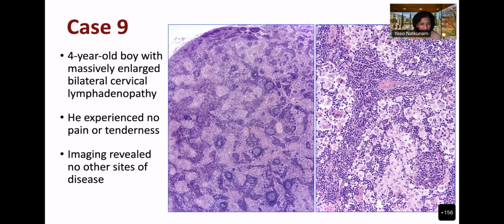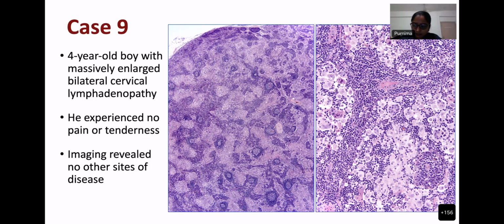All right. Somebody already raised this differential. This is a 4-year-old boy with massively enlarged bilateral cervical lymphadenopathy, no pain or tenderness, and no other sites of disease. So just massive cervical lymphadenopathy, a very classic presentation. And pattern, anyone? Marked sinusoidal dilatation. There is sinusoidal dilatation with some follicles. The small follicles. And cortex and medulla cannot be differentiated.